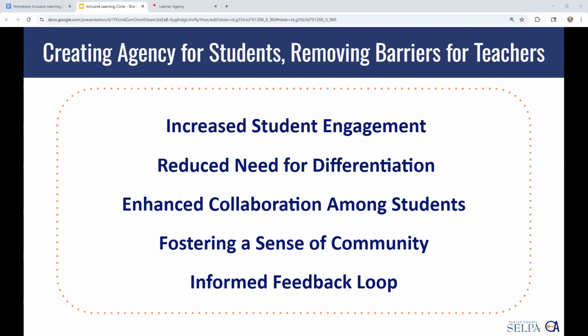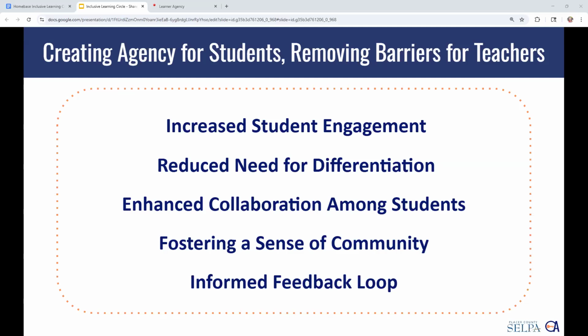We see a reduced need for differentiation because they are empowered to really self-regulate and choose what tools they need to support their learning or to ask for what they need. And so if we have tools available that our students can choose from, or a variety of ways for them to show how they're learning, and they get to be empowered to make those choices, you see a reduced need for that differentiation as well.